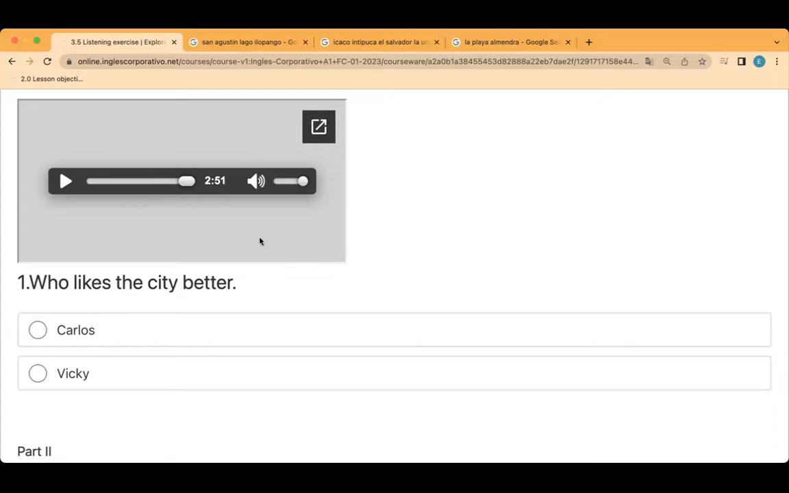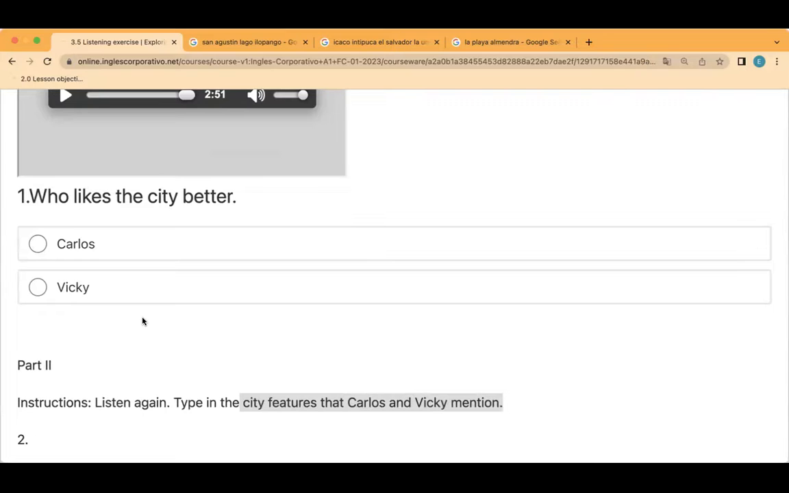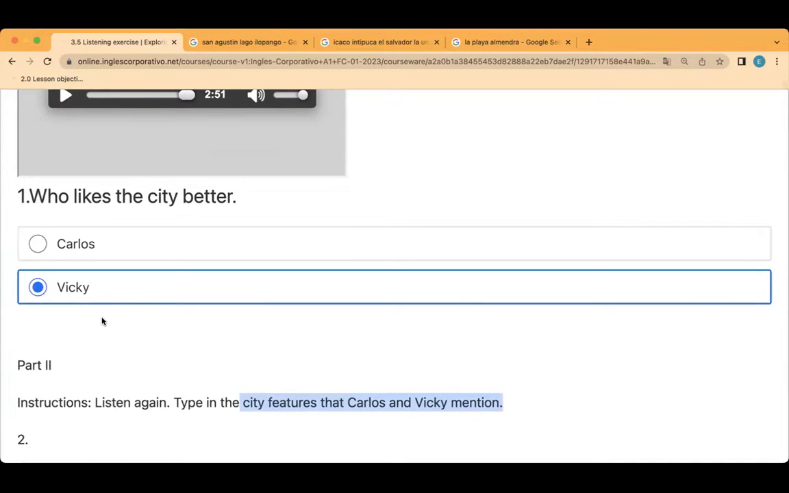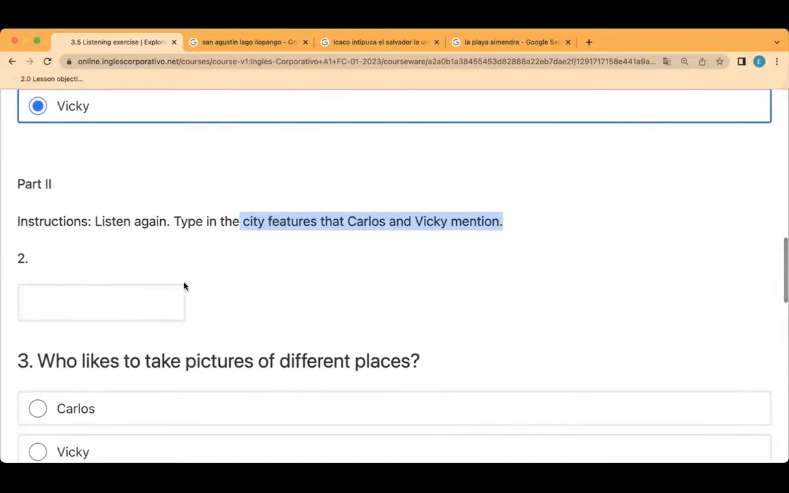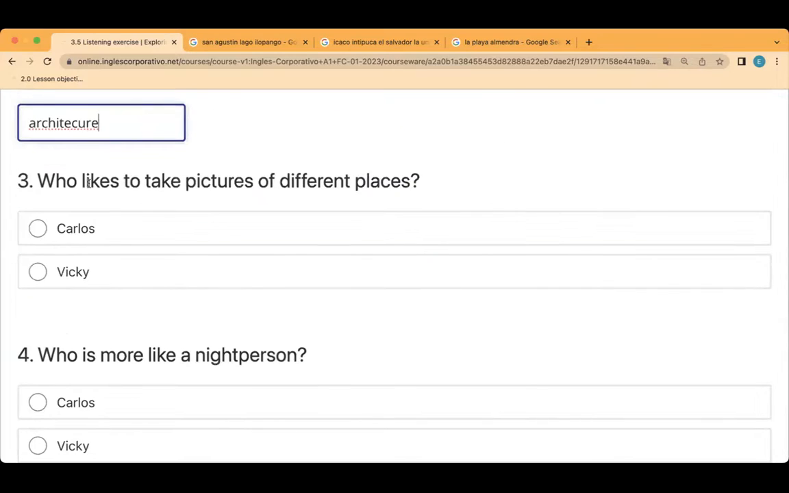Okay, quite a bit of information. Who likes the city better, Carlos or Vicky? Vicky. Okay, Vicky, great. What is the city feature that Carlos and Vicky mentioned? The architecture. Okay. I think that Carlos mentioned the architecture. Okay, the architecture. No problem.